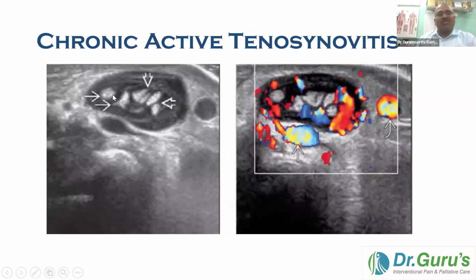This is about de Quervain's. So we have got extensor pollicis brevis and we have got abductor pollicis longus. Now in between, you can see multiple septations in your tendon. So this is because of your chronicity. If you put a color Doppler, I can see the synovial hypertrophy, and also in between you can see it in the tendons also. So this is chronic active tenosynovitis. Otherwise, I can put it in this way.